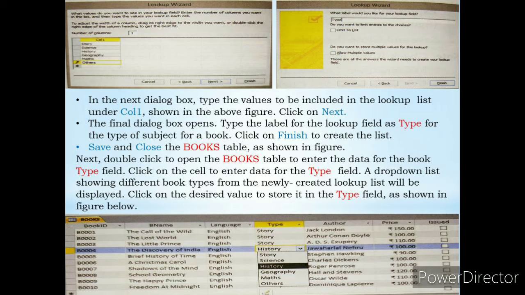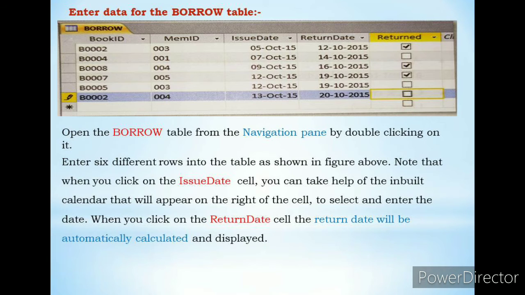Click on the cell to enter data for the type field. A drop down list showing different book types from the newly created lookup list will be displayed. Click on the desired value to store it in the type field as shown in the figure below. Now we are going to learn how to enter data for the borrow table.